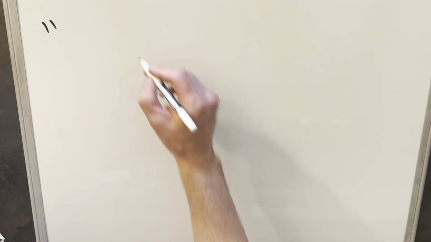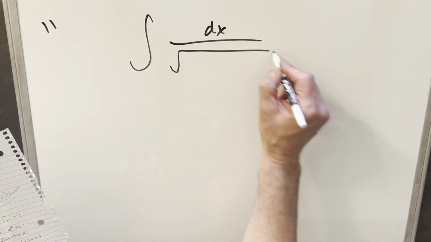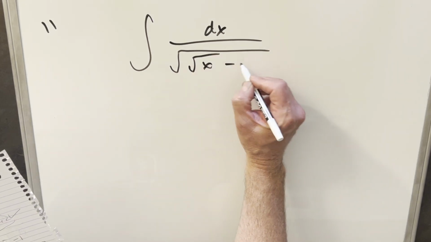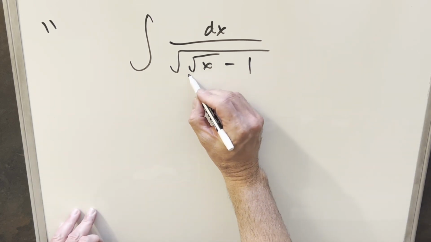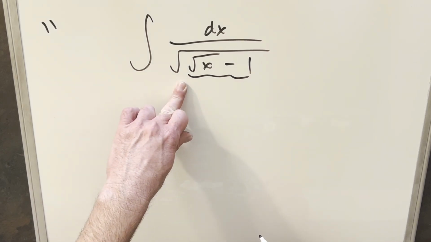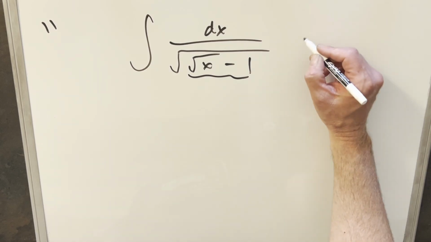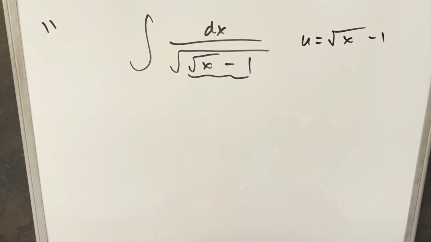Let's see if I can read this. So we've got the integral of dx over the square root of the square root of x minus 1. Okay, I think what needs to happen is, let's do a u substitution here, because if that's u, then the denominator is going to be simple. We'll need a value for x. Let's see how this is going to work. So we'll say u equals the square root of x minus 1.